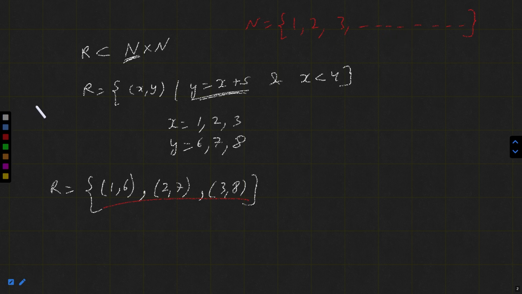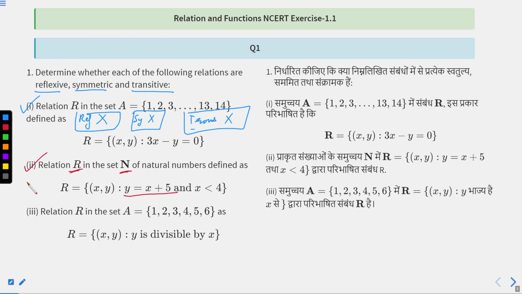Now if it is reflexive, for reflexive, take any element from the first set. I'm taking this element. Then does (2, 2) belong to this set? No. As you can see, (2, 2) doesn't belong to R. This means it is not reflexive. So reflexive? No, it is not reflexive.